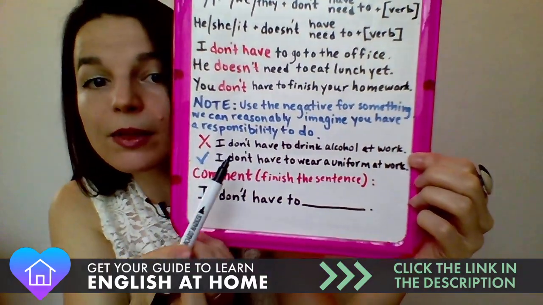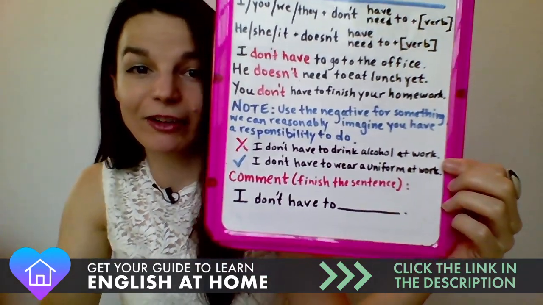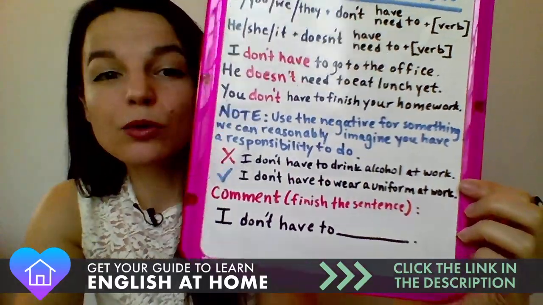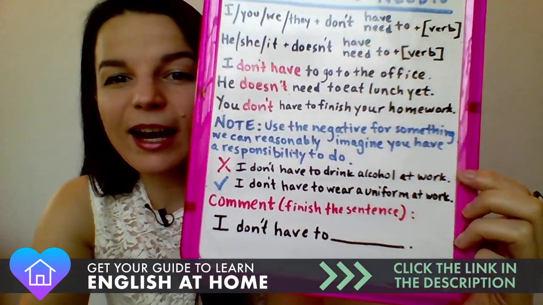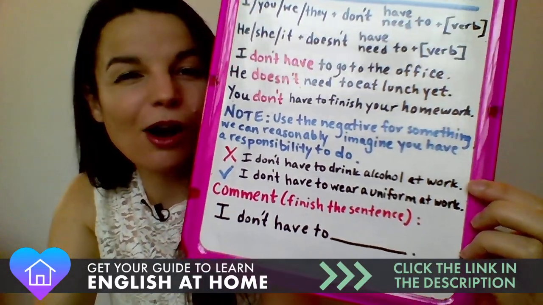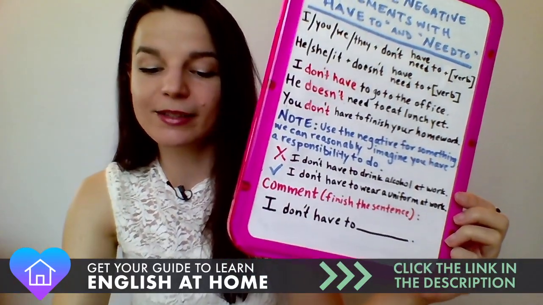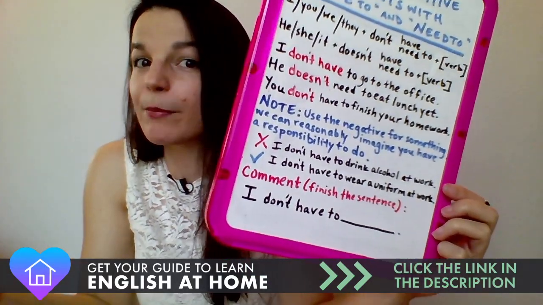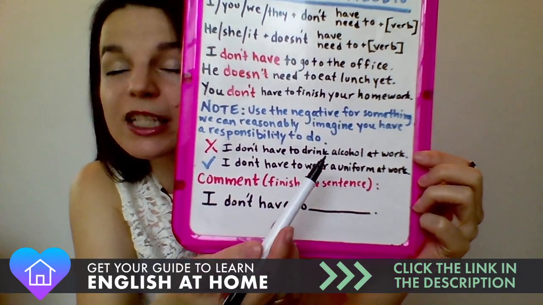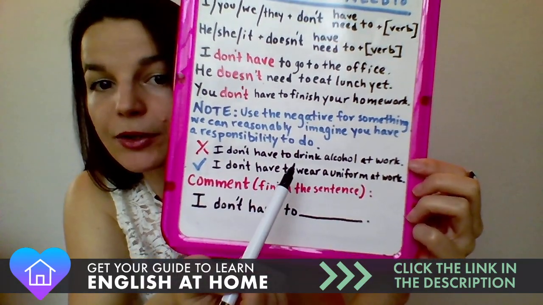This sentence is grammatically correct. This sentence is perfect for grammar. However, this sounds really unnatural because we don't expect you to drink alcohol at work. It sounds weird. I mean, maybe if you're a bartender or something like that. But it's not reasonable to expect you to drink alcohol at work. So this sentence sounds unnatural.